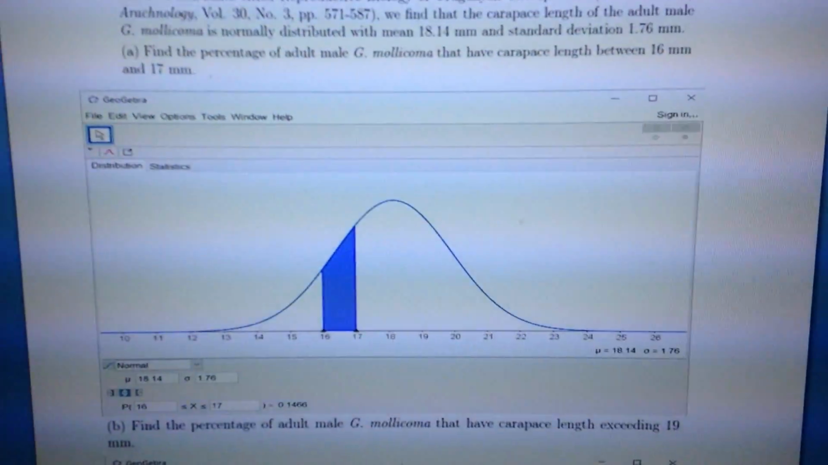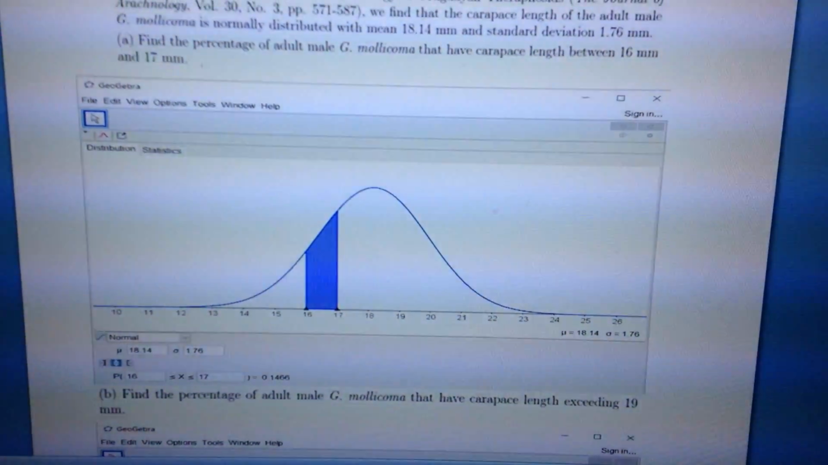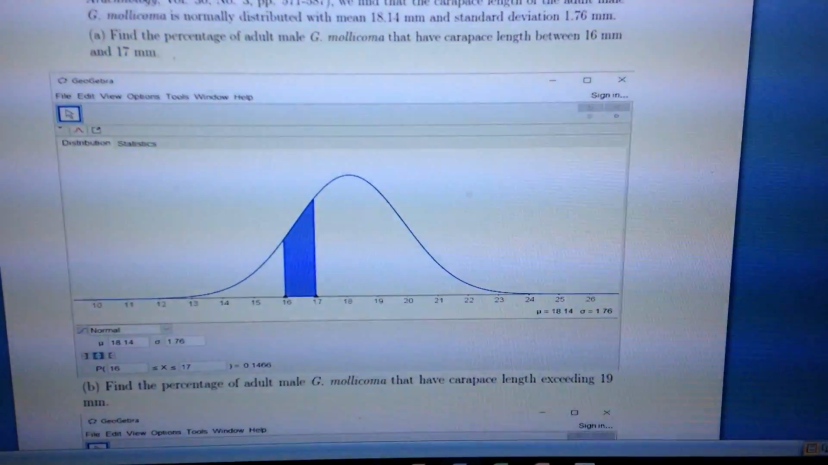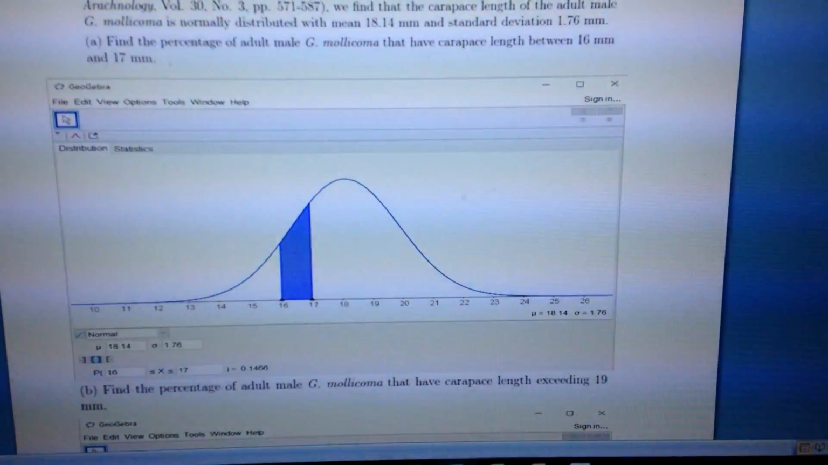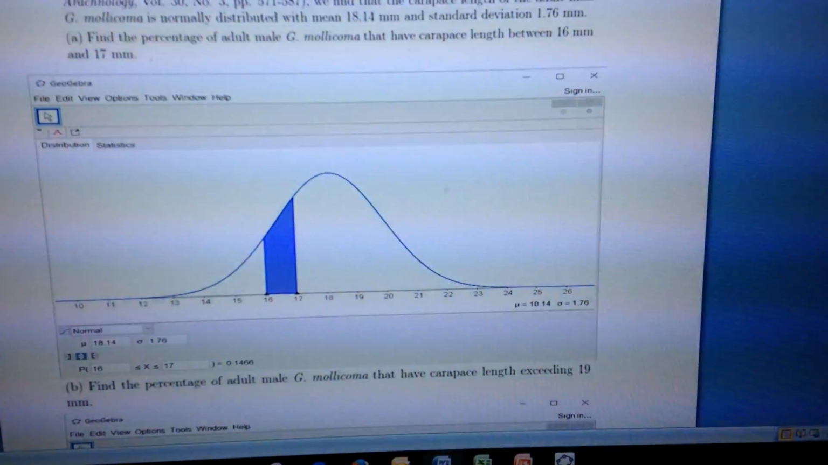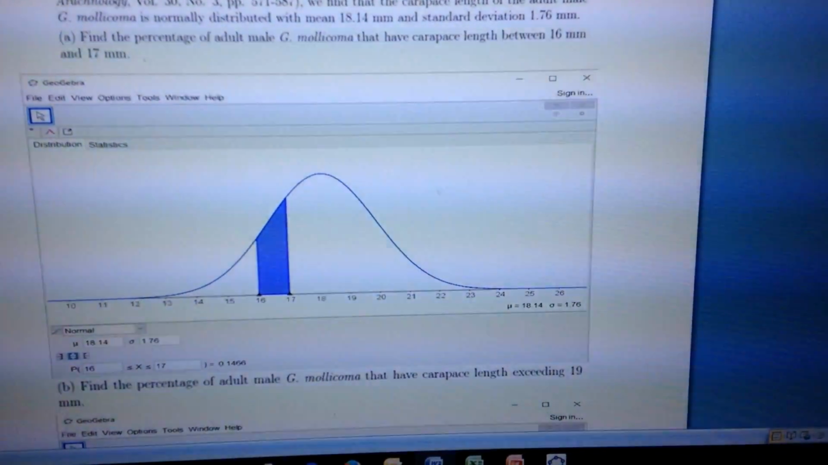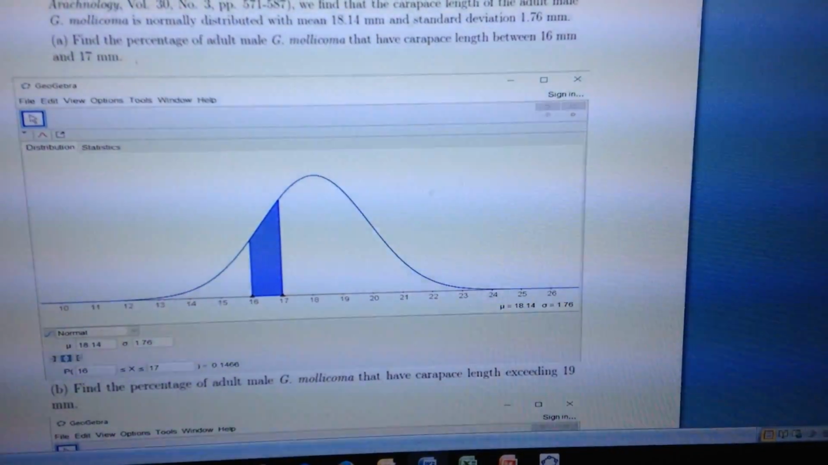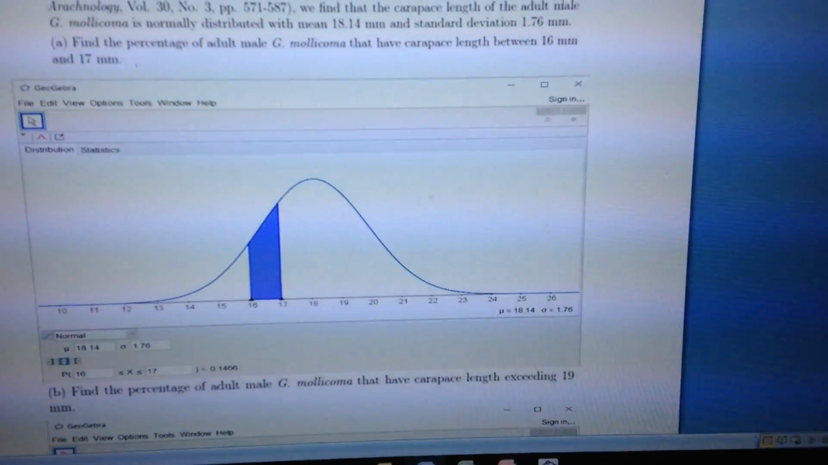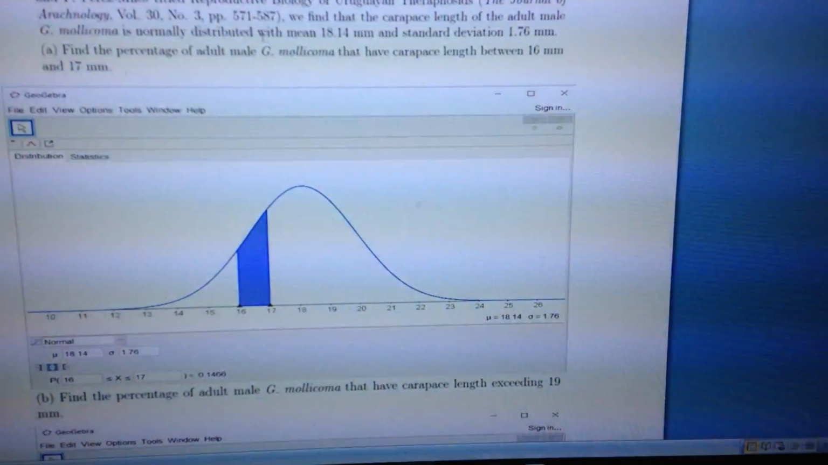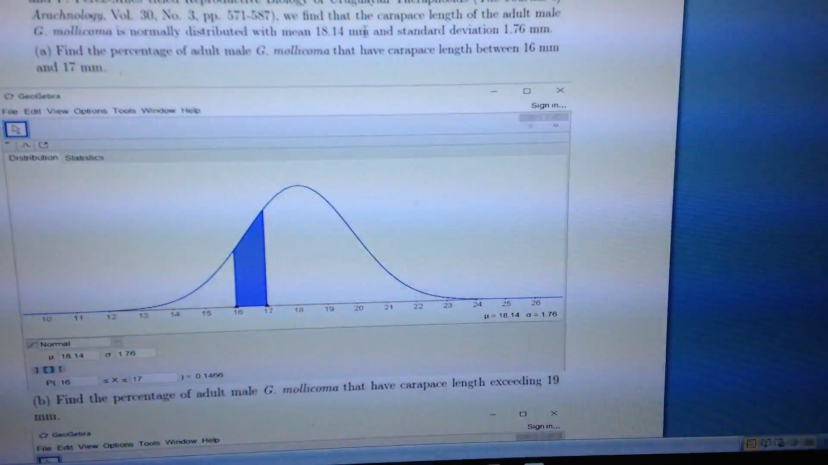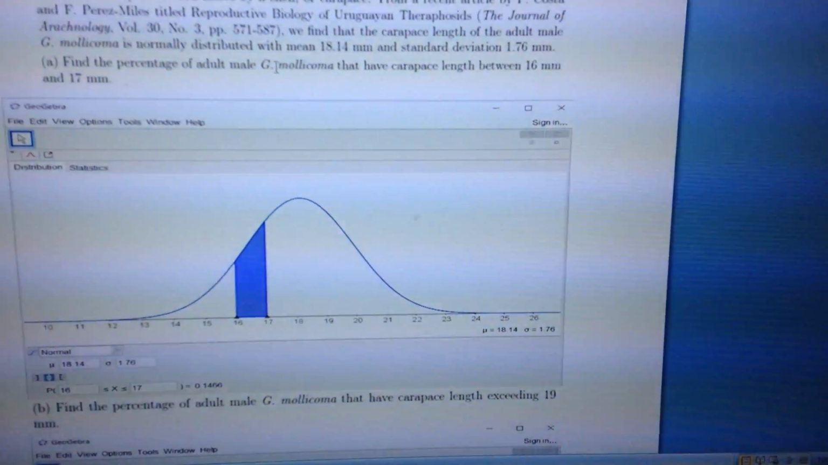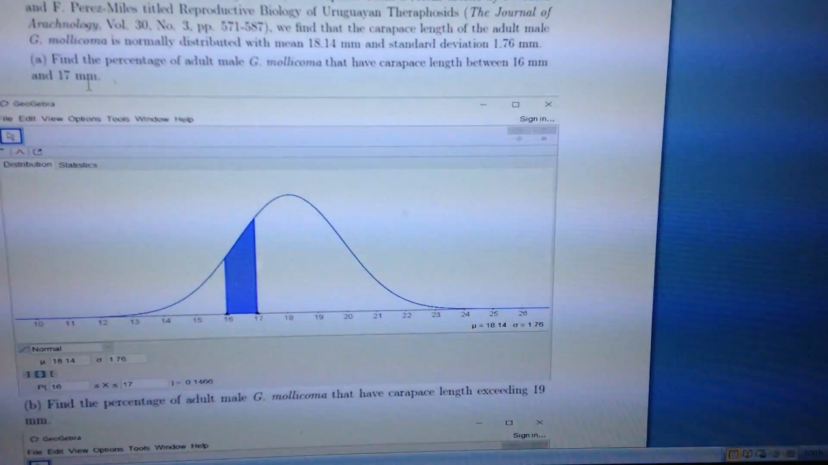Question 4. One of the larger species of tarantulas is the Grammostola malacoma, whose common name is a brilliant giant tawny red. Tarantula has 2 body parts. The anterior part of the body is covered above by a shell or carapace. From a recent article by F. Costa and F. Perez Miles titled Reproductive Biology of Uruguayan Theraphosids, we find that the carapace length of an adult male is normally distributed with mean of 18.14 millimeters and standard deviation of 1.76. We're going to find the percentage of adult males that have a carapace length between 16 and 17.